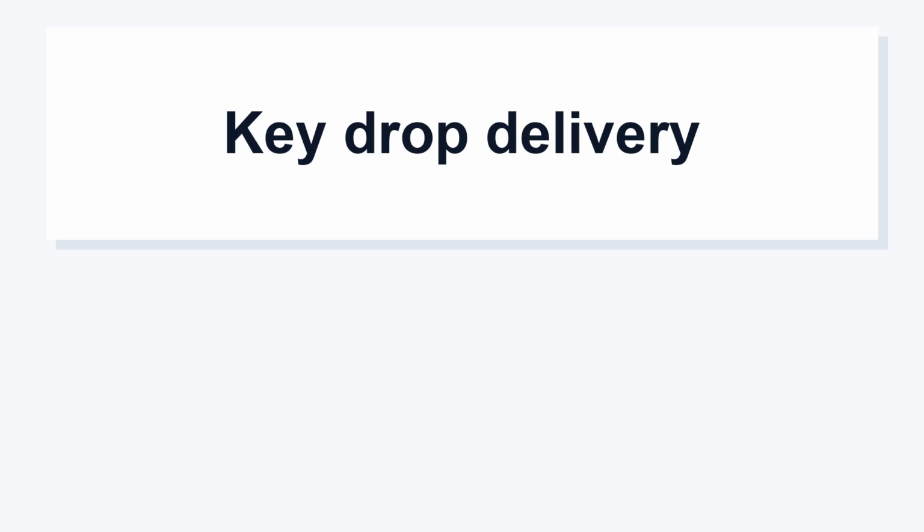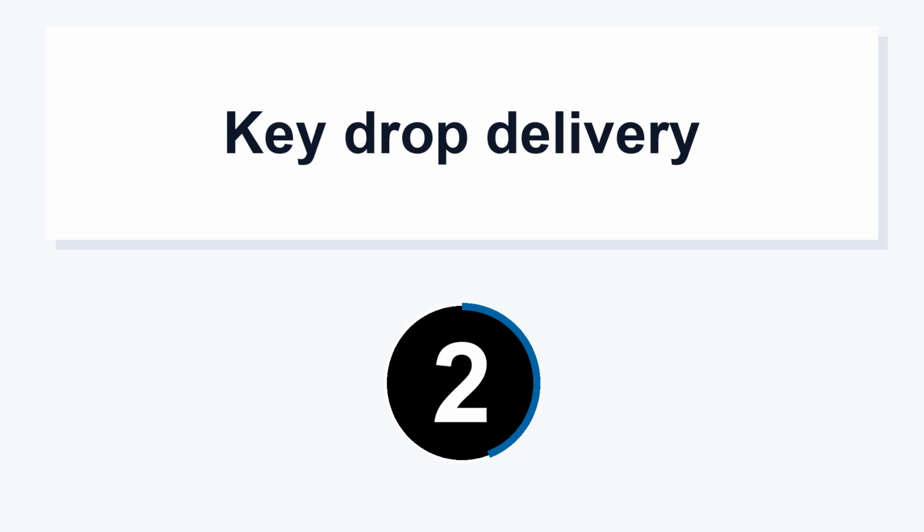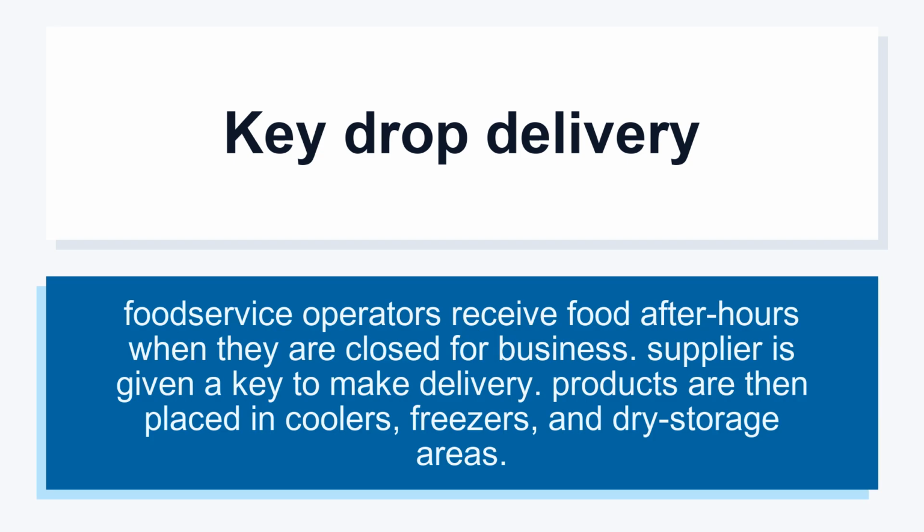Key drop delivery. Food service operators receive food after hours when they are closed for business. Supplier is given a key to make delivery. Products are then placed in coolers, freezers, and dry storage areas.